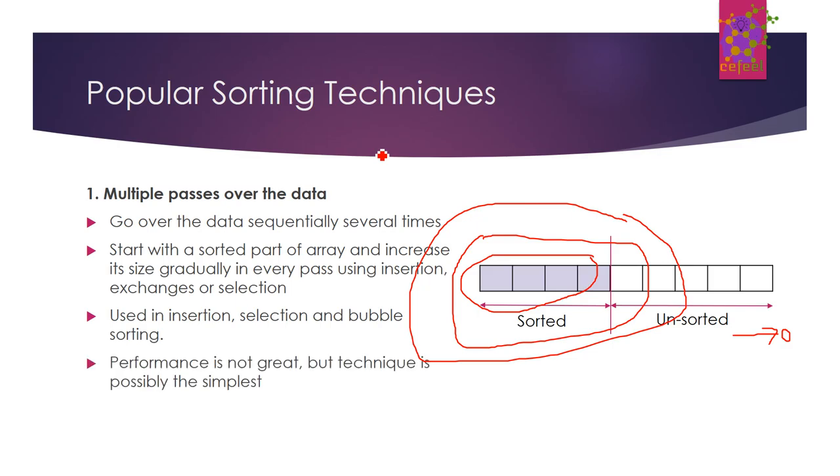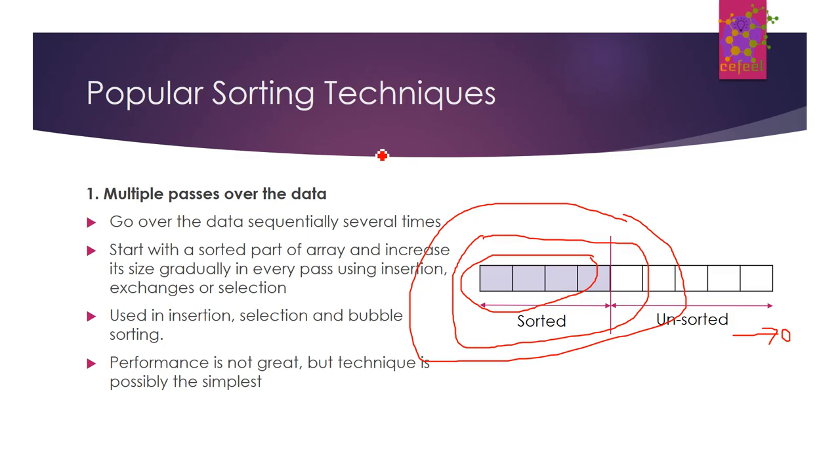And as you can guess, because this is the simplest technique, the performance is not great. We already saw the comparison of insertion, selection, and bubble sort. All are order n square. But the best thing about this technique is it's probably the simplest and easiest one to think.